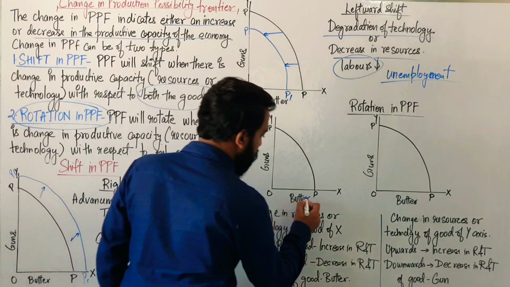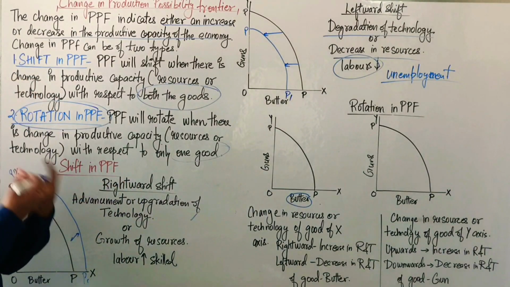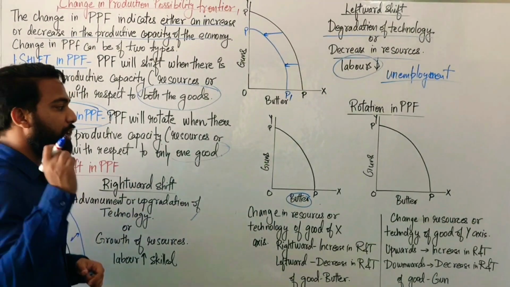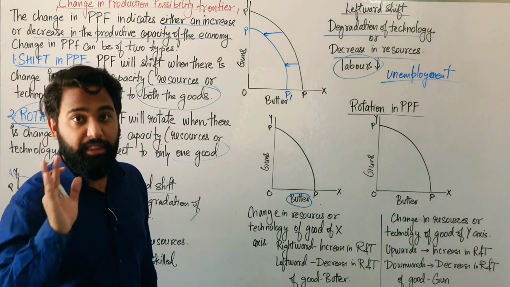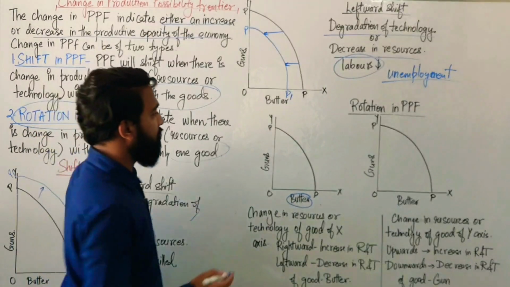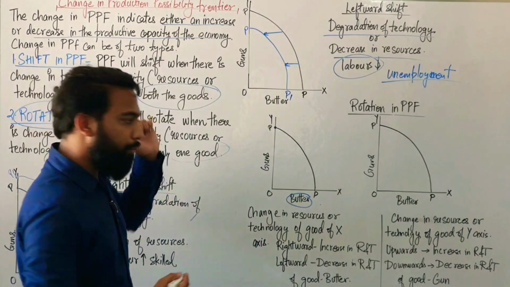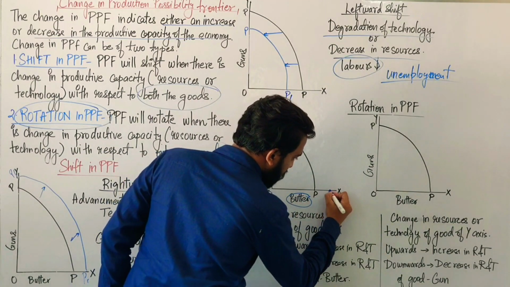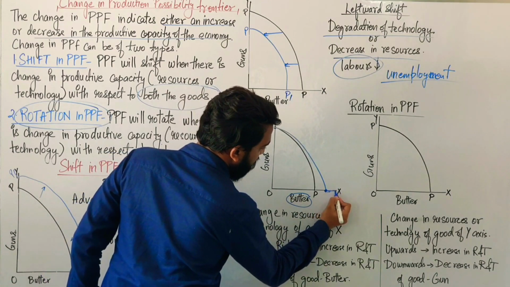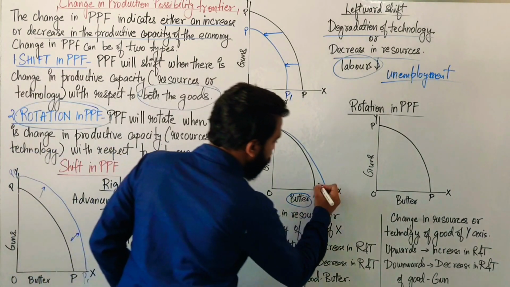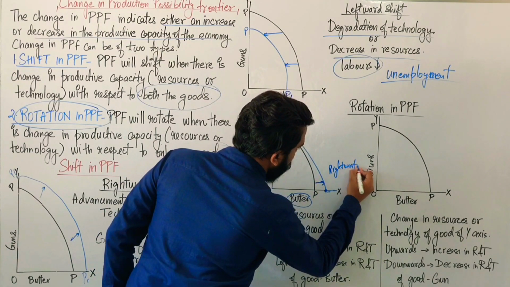Suppose on x-axis the good is butter. If there is an upgradation of technology and resources in the production of butter, then suppose the technology has increased, then there will be a rightward rotation. The point on the y-axis will remain the same, but the point on the x-axis will increase. Now the new point will be like this. Is that clear? This is called rightward rotation.